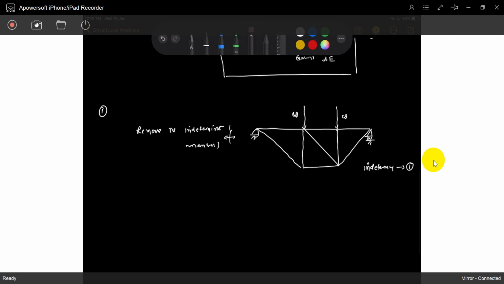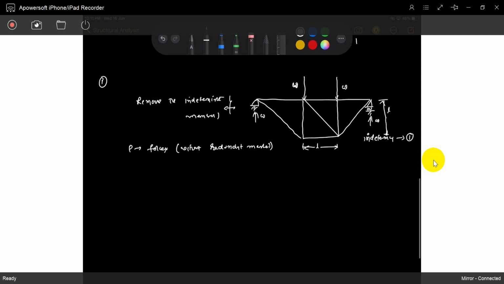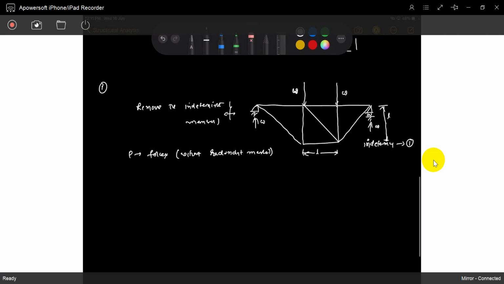Okay, those are the P forces, the P forces without the redundant member. So calculate it. These are similar forces, so you can directly write W. The length is L and the height is also L, very simple. I will give the joints as numbers.